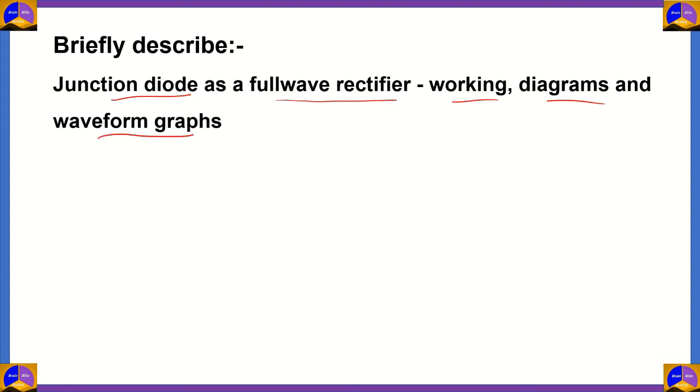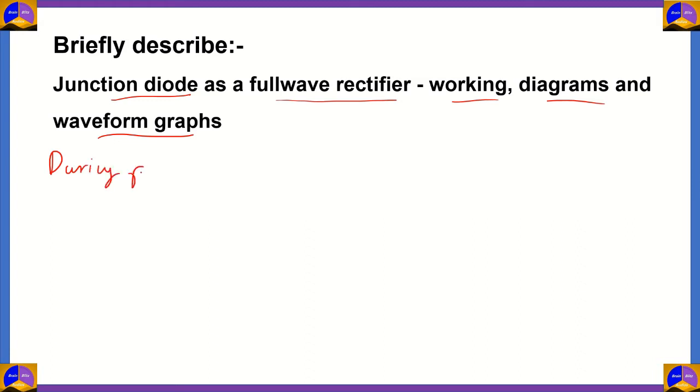So a full wave rectifier has a slight difference from a half wave rectifier, and that is evident in the number of diodes present. So let's look at the working. In a full wave rectifier, the main difference is that instead of one diode, you now have two diodes, and therefore the problem gets interesting.